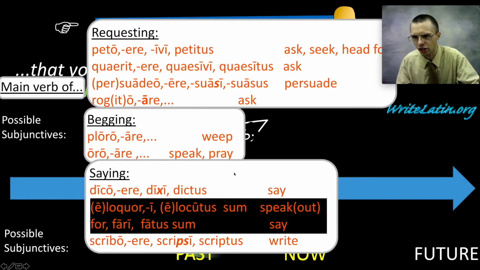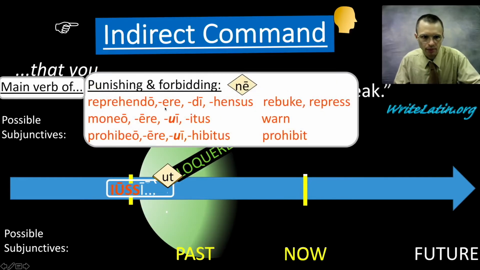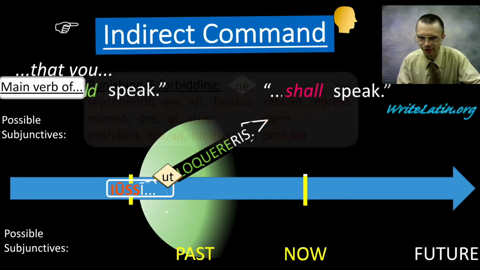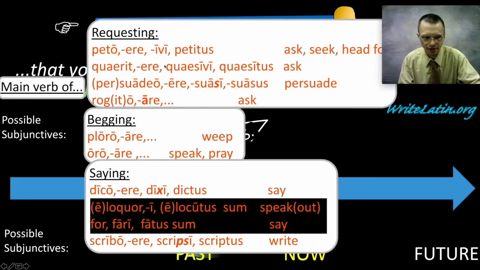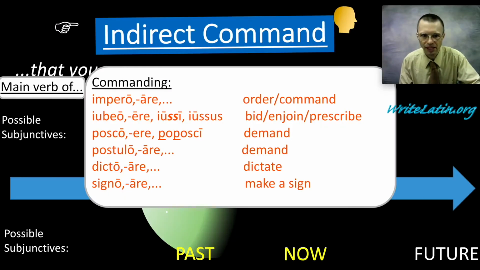I say that you shall do this. That would be an indirect command. I write that you should do this. That's also an indirect command. Even punishing and forbidding. I warn you lest you should do this. Indirect command. I prohibit lest you should do this. That's also an indirect command. All right, so hopefully you have a sense now of the kinds of main verbs that can introduce an indirect command.